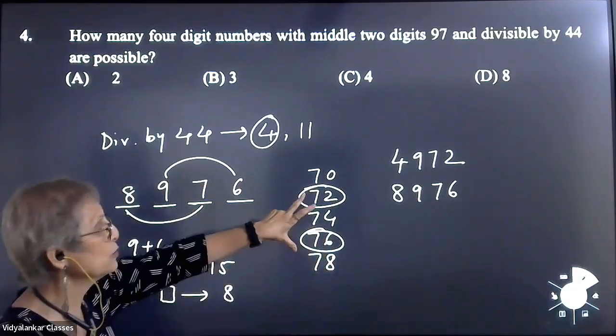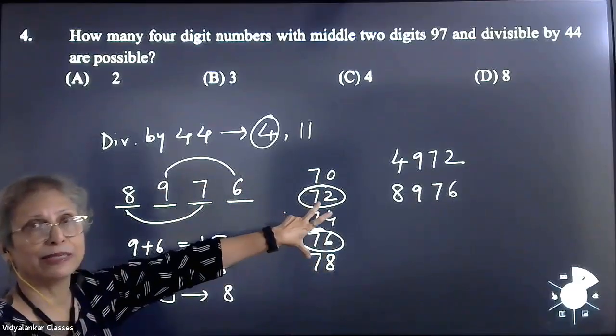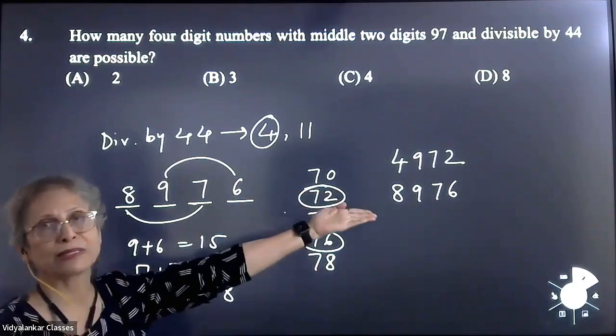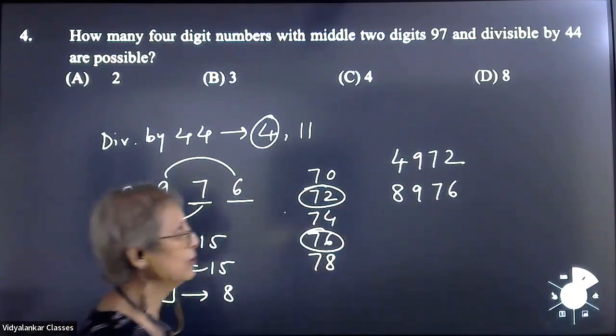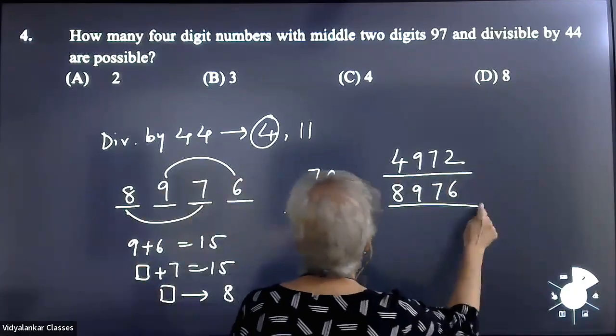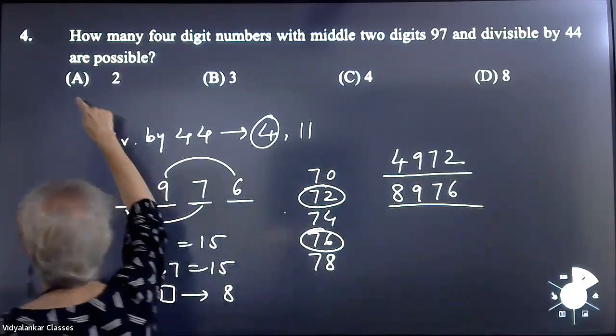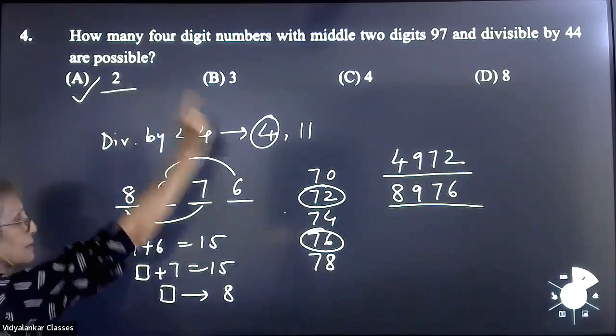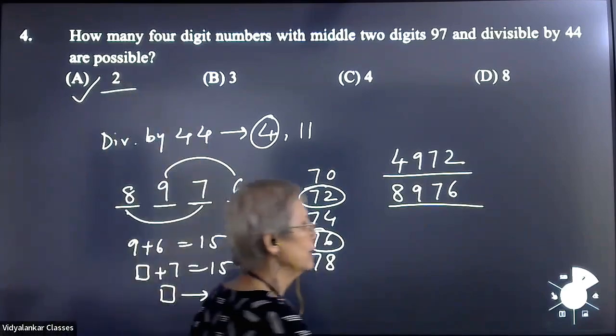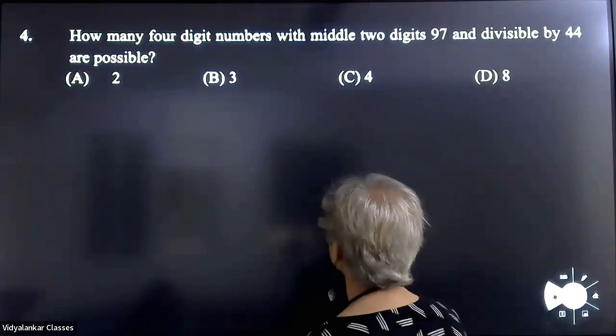Because only these two options are available for divisibility of 4, only 2 numbers can be formed. So how many numbers can we form? Only 2 numbers. So here the option is A. Okay, let us move to the next question.